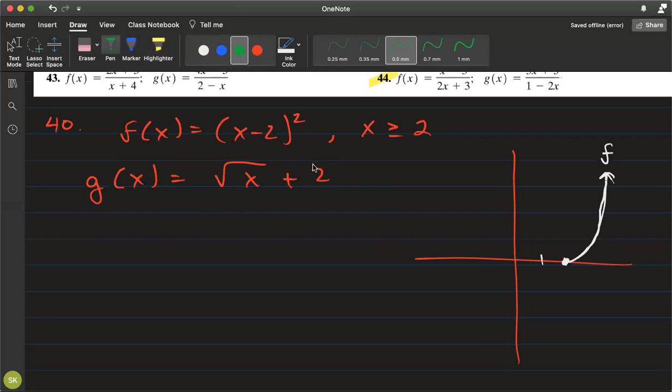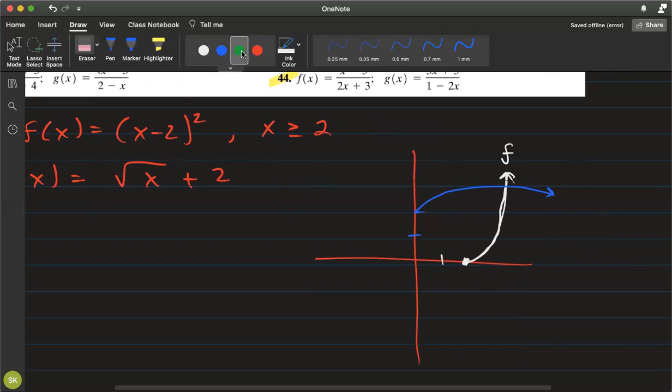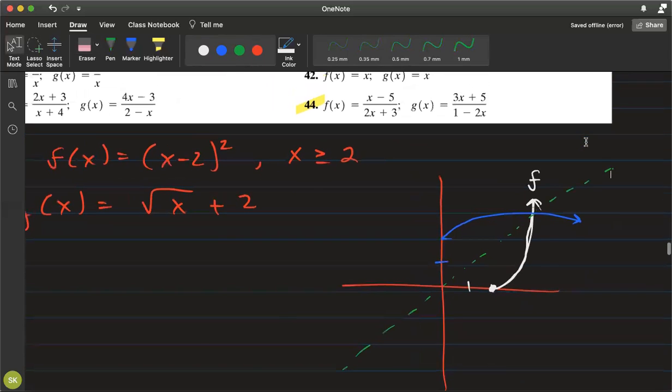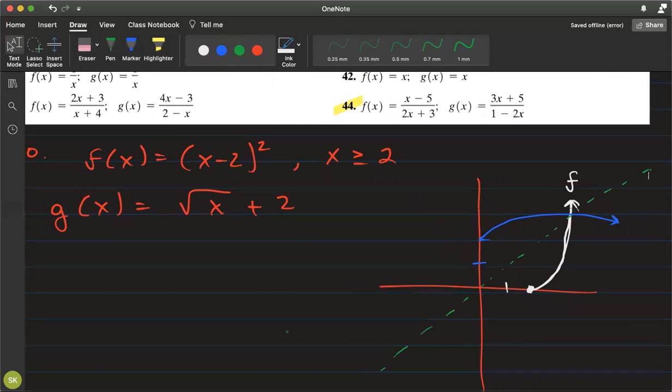G is the square root of x. Well, we know what that looks like, right? The square root of x looks something like this. But we're going to take that square root of x and move it up 2 units. So 1, 2, it's going to look something like that. Now compare these two graphs here. Notice that if I made the line y equals x, they do look symmetric, which is my first indication that these two are inverses of each other.